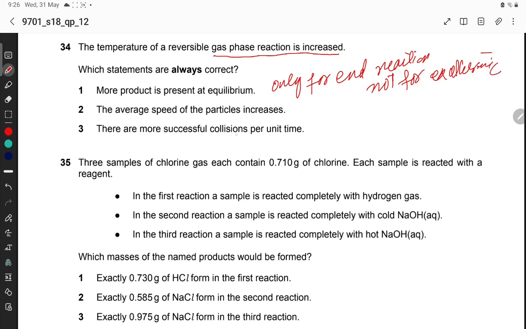The average speed of the particles increases. Yes, by increasing the temperature, the average speed of the particles increases. There are more successful collisions per unit time. This is also correct. So 2 and 3 are correct, then the option is C.